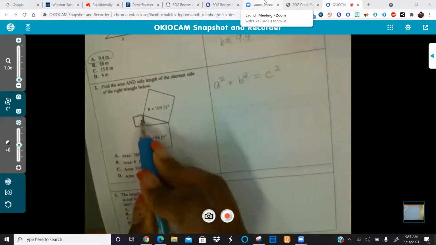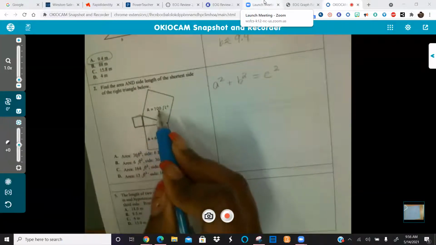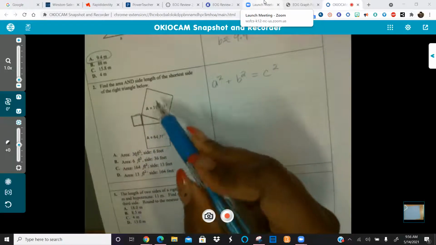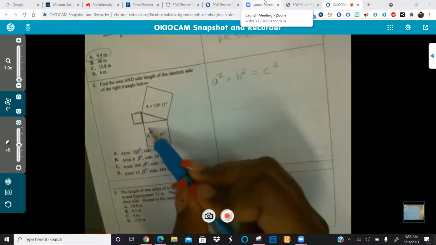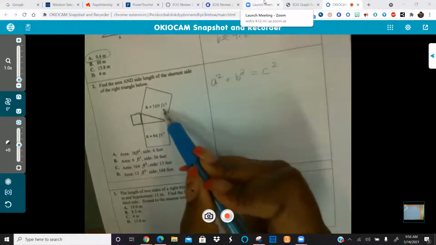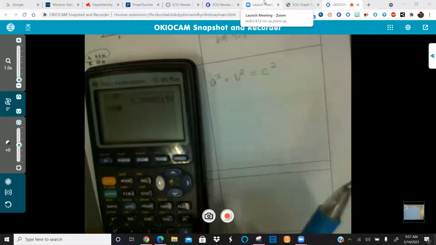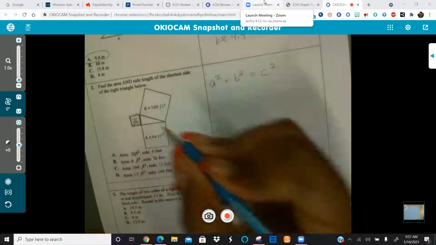So these two areas right here should be equal to this area right here when you add them together. So to figure out this area, all I have to do is take 64 and subtract it from this 100. Okay, because these two areas together is equal to that third area here. So I'm going to say 100 minus 64. What's 100 minus 64? 36. So this area is 36, okay?